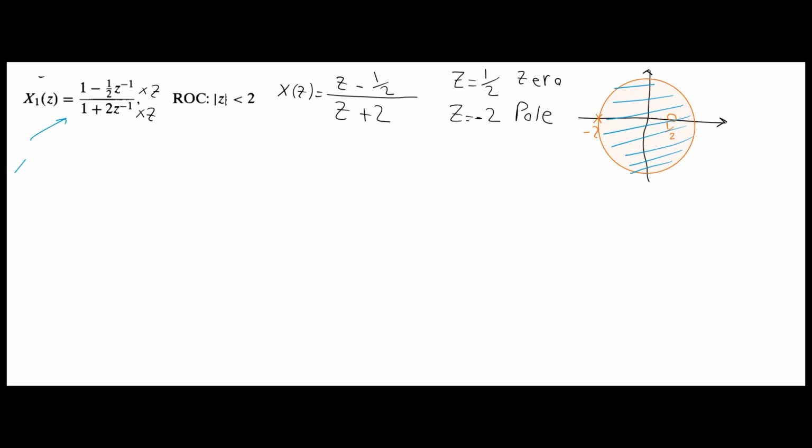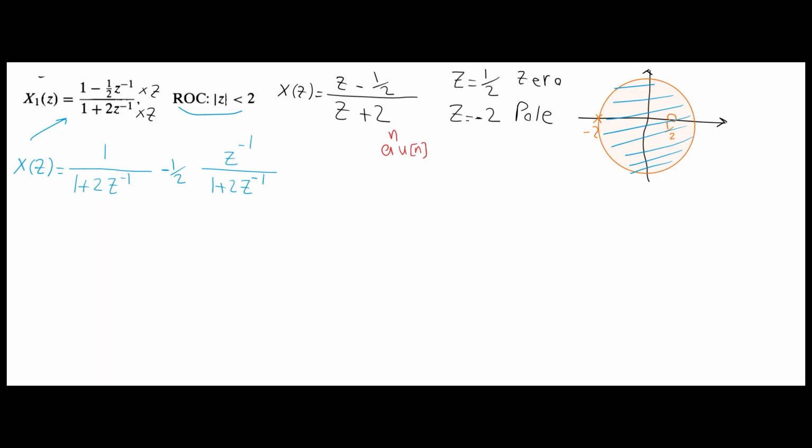Now let's determine the corresponding time domain signal x[n]. We first rewrite the Z transform using partial fraction expansion. After decomposition, the expression can be written as the sum of two simpler fractions. To determine the inverse Z transform, let's briefly review two transform pairs that we introduced in previous videos.